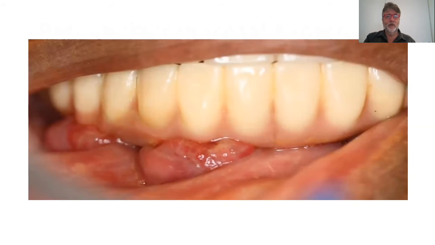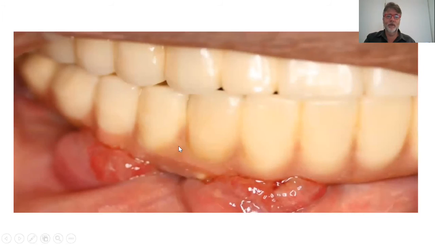This again is a situation going on here. You can see there's quite a lot of buildup of this hyperplastic tissue.